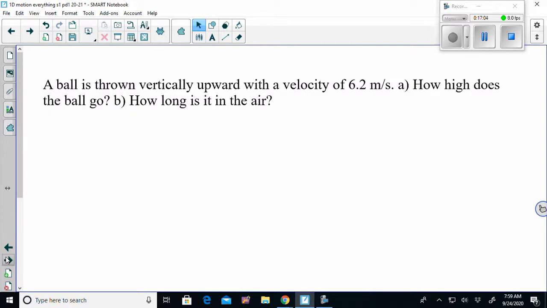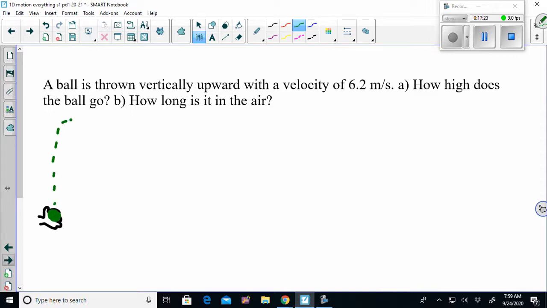Okay? The ball is thrown vertically upward with a velocity of 6.2 meters per second. How high does it go? And how long is it in the air? The ball leaves the hand, goes up, and comes back down.